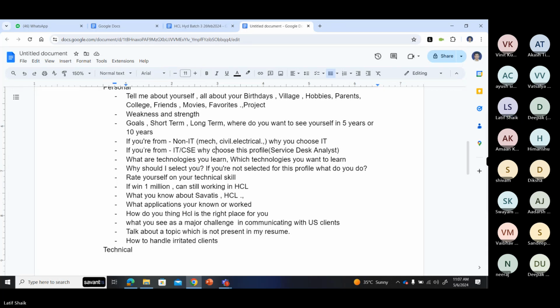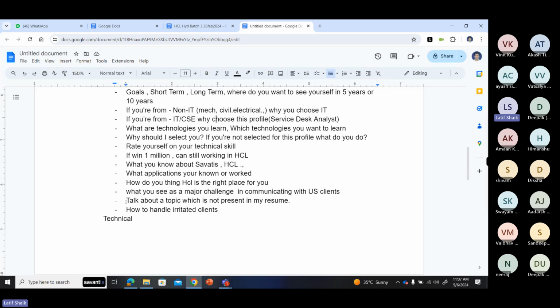There is another question: what about a topic which is not present in your resume? In your resume, generally you put all the topics. Find out some unique thing which is not exactly in your resume. Maybe you missed strengths, or your recent certification, or certain technical knowledge you have learned recently, or some personal achievement you have done but not mentioned in your resume. Any unique thing, you can tell that also.